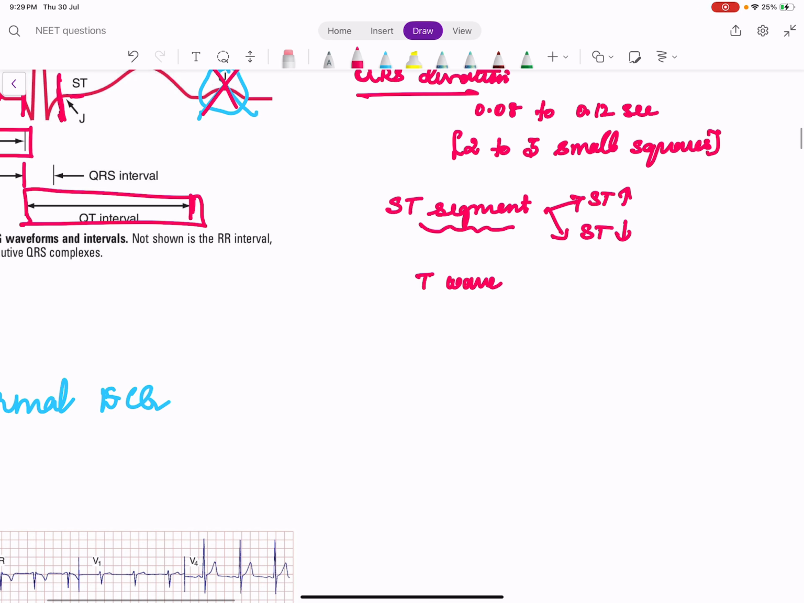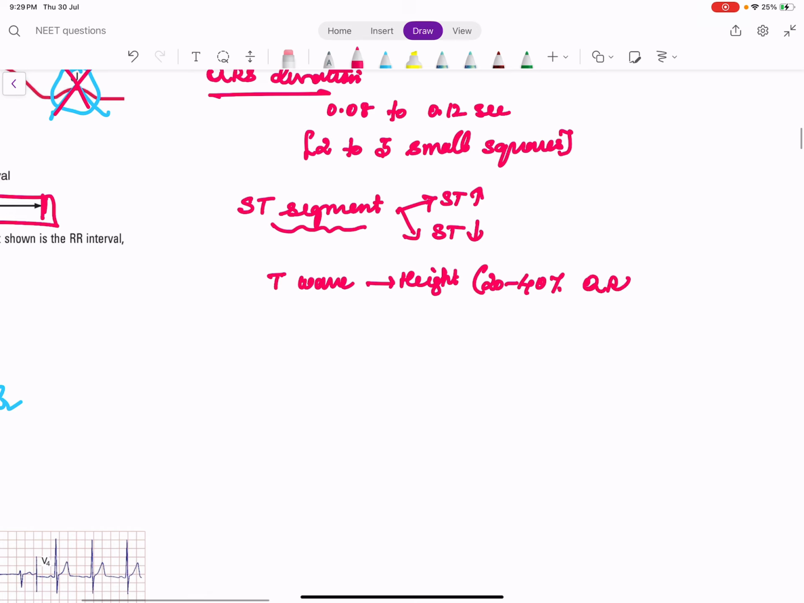And what about T wave? T wave, again, we don't take the horizontal measurement. We usually say the height. Normal T wave height is 20 to 40% of the QRS complex. If it is more than 40% of QRS height, we call it a tall T wave. If it is less than 20% of QRS height, then we call it a flat T wave.